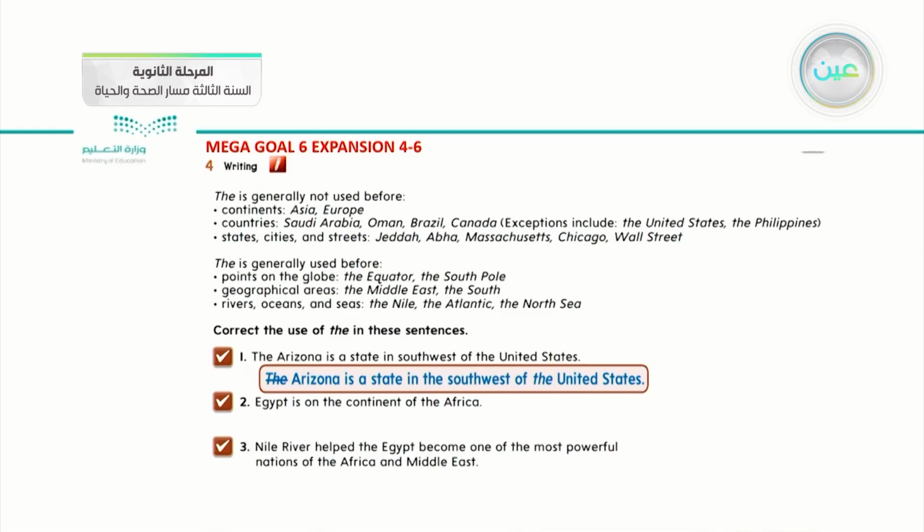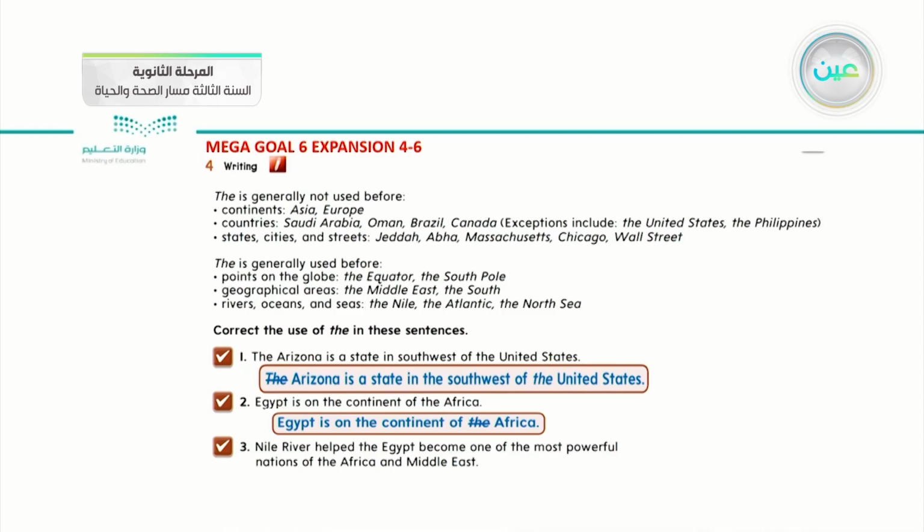Okay, number 2. Egypt is one of the continent of Africa. What do you think? We can say Egypt is one of the continent of Africa, directly without "the". We should omit it, because Africa is from what? Continents, as I said before, for example Asia and Europe and so on.